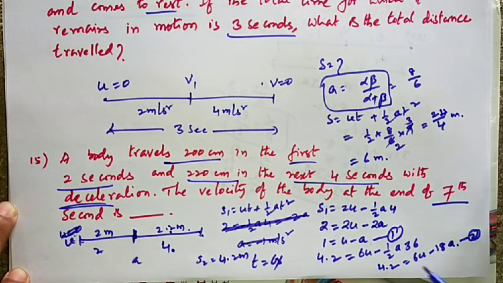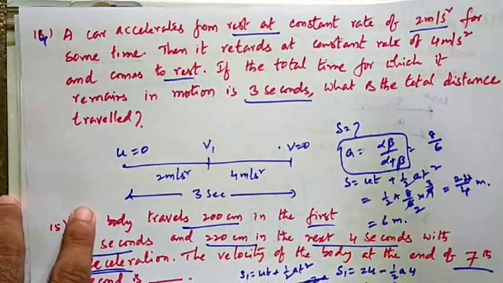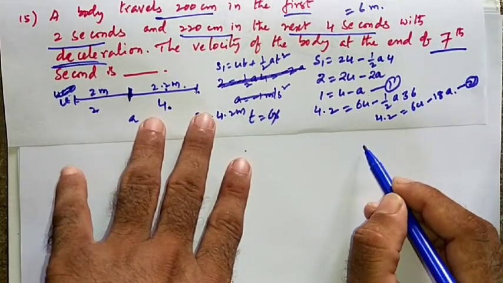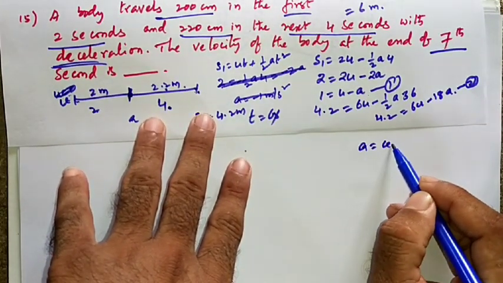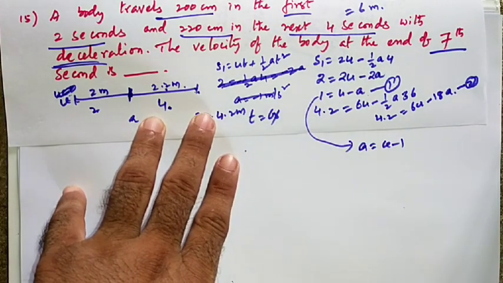You have 2 equations and 2 unknowns, u and a. You can solve very easily. Yes or no? Alright, see that solution. So solve for these 2 equations. From equation 1 you can write a is equal to u minus 1. Yes or no? a is equal to u minus 1.